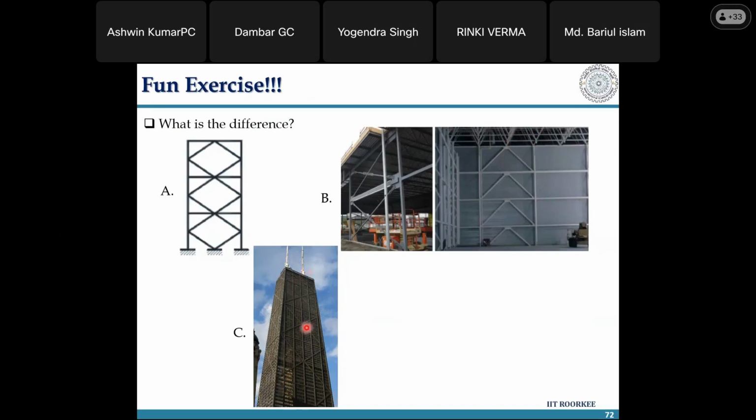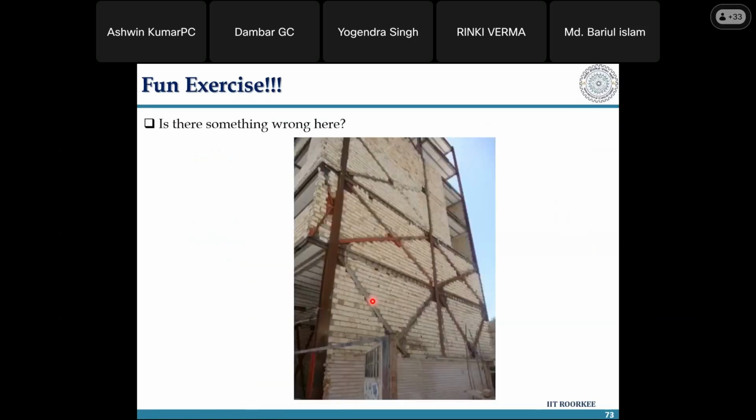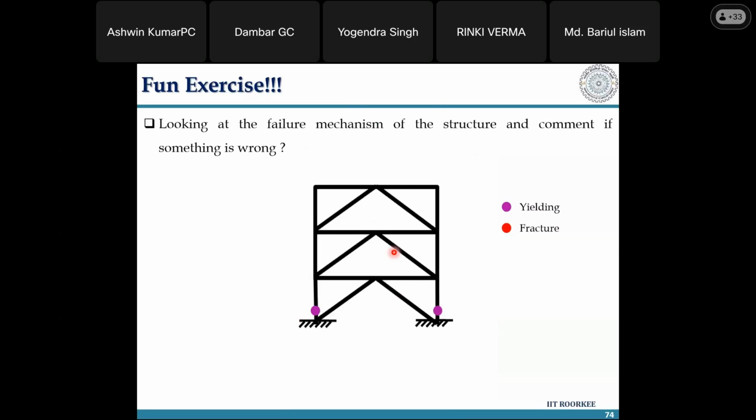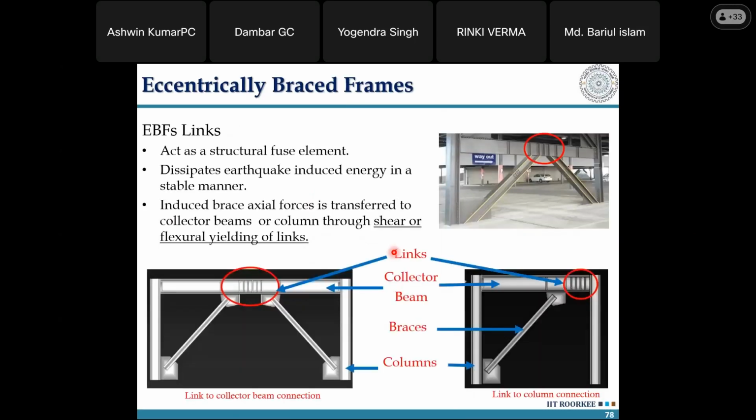This is a mega brace frame system, right? Pulling forces from different floor levels. Is there something wrong here? You can understand what is wrong: if the brace buckles, it will also damage the wall elements, which will fall if it fails. Now, looking at the failure mechanism, yes, you can understand. This is very easy to understand. We'll not go through this.